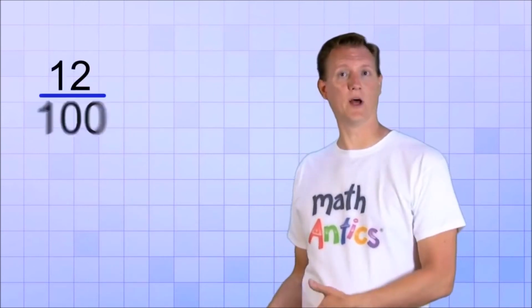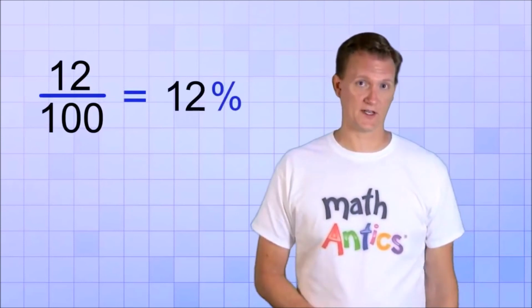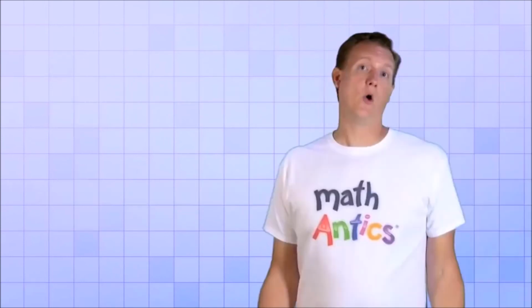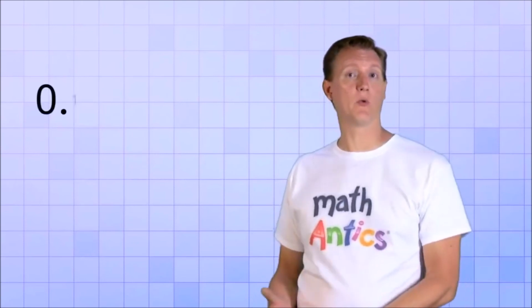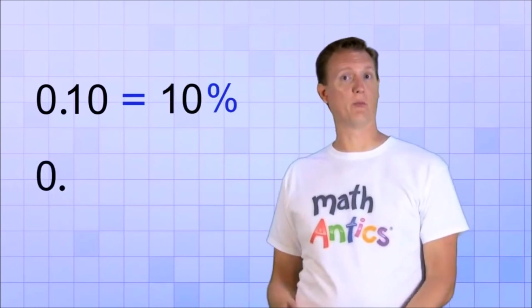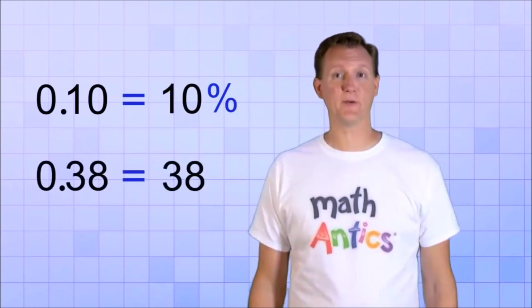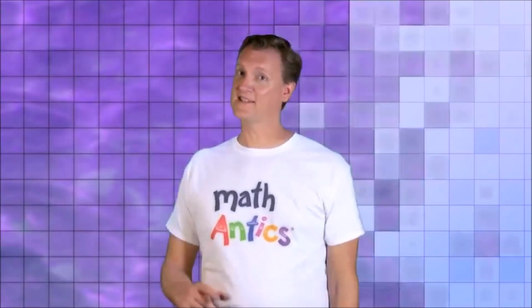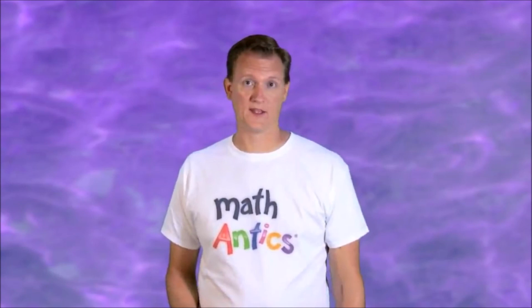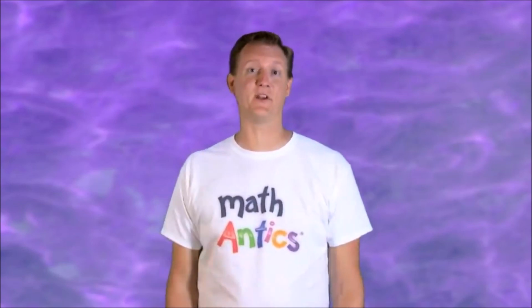If you get 12 over 100, you can say that's 12%. And if you get 80 over 100, you can say that's 80%. Or if you get the decimal 0.10, you can say that's 10%. And if you get the decimal 0.38, you can say that's 38%. So that's the key to percentages. They're another way to write fractions and decimals, but there's a lot more to learn about how they're used in math, and we'll learn more about that in the next few videos.